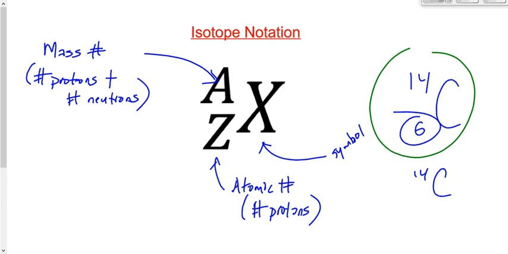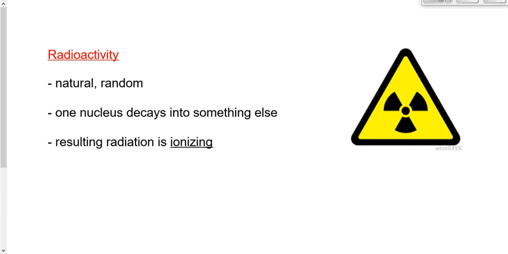Another way that it's sometimes written is this. Carbon-14. Again, the same deal. We know the atomic number is 6, so we can check our periodic table to find that it's 6, so we don't actually need that 6 written down. This is normally the way you see it, though. I'm going to give you one very quick example, and then we're going to move on and talk about the meat of the lesson today, that is radioactivity.